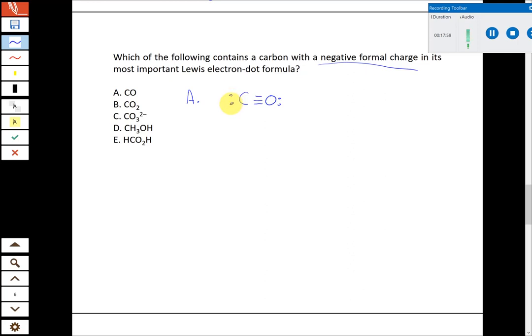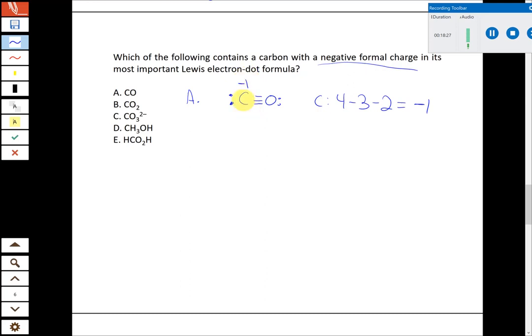So CO is sort of a weird one because it has a lone pair on carbon, which is not very common. And if we calculate the formal charge on carbon, carbon is in group 4, so it has 4 valence electrons. It has 3 bonds in this structure, and it also has 2 non-bonding electrons. So that's going to give us a -1 formal charge on carbon.